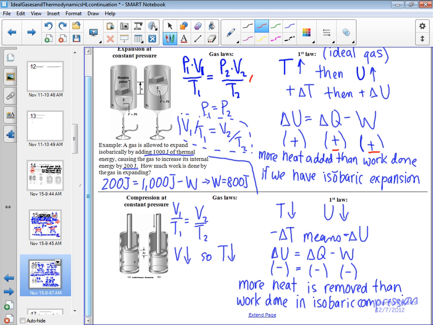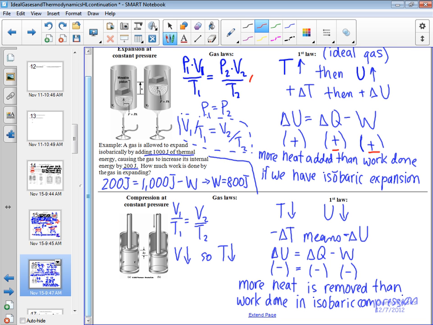All right, so what if we have a compression at constant pressure? Well, again, we look at the gas laws. We have Charles's law set up here. If we have a decrease in volume, we're also going to have a decrease in temperature. So the first law, again: if we have a decrease in temperature, we have a decrease in internal energy, so that means we have negative internal energy. For us to have negative internal energy, the work done by the system is going to have to be negative.